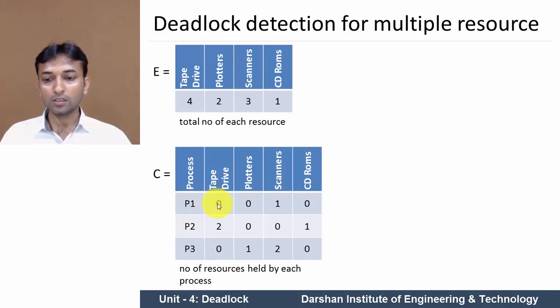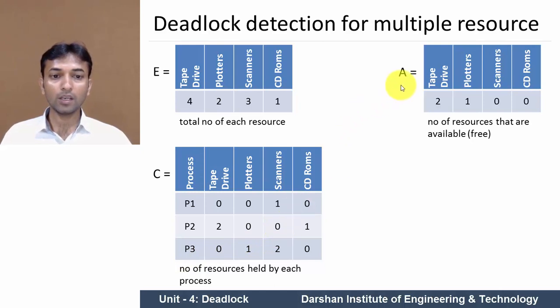So P1 holds 0 tape drives, out of 4 tape drives, 0 tape drives. P1 holds 0 plotters, P1 holds 1 scanner, P1 holds 0 CD-ROM. In the same way, P2 holds 2 tape drives, 0 plotters, 0 scanners, 1 CD-ROM. P3 holds 0 tape drives, 1 plotter, 2 scanners and 0 CD-ROM. So this C is the number of resources held by each process.